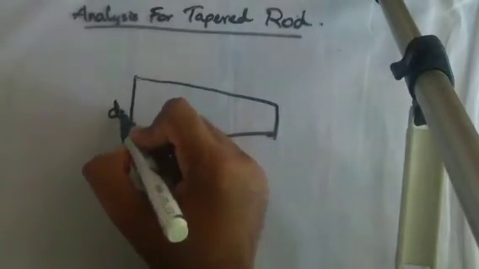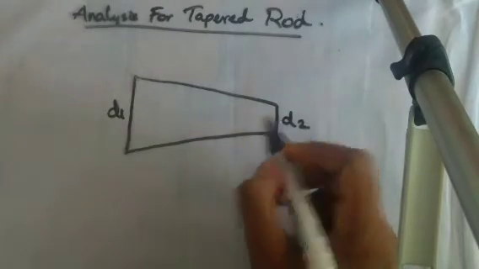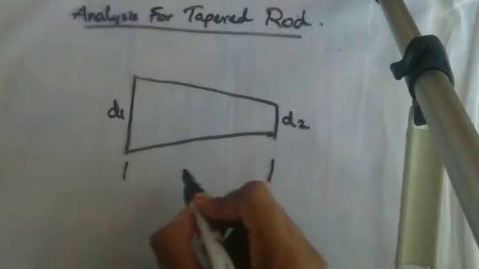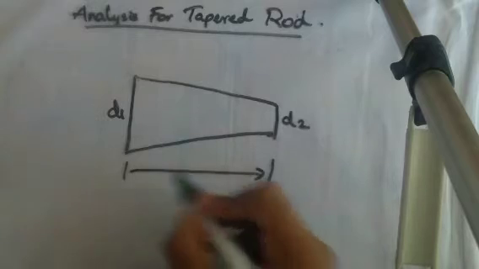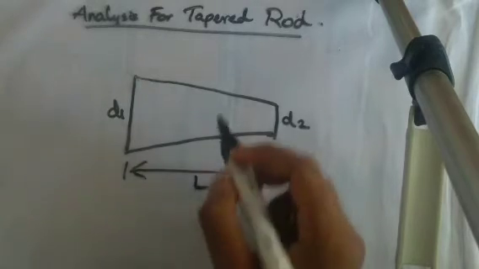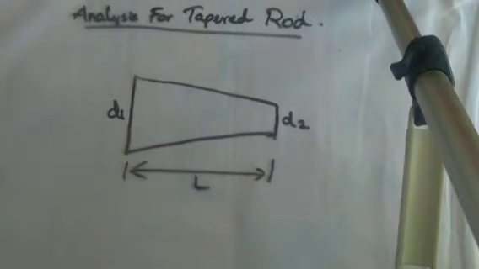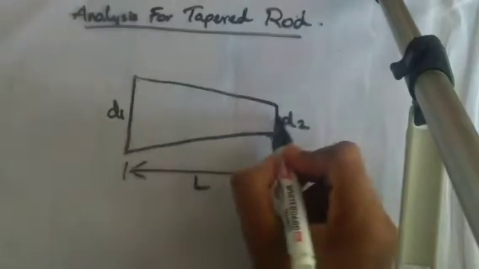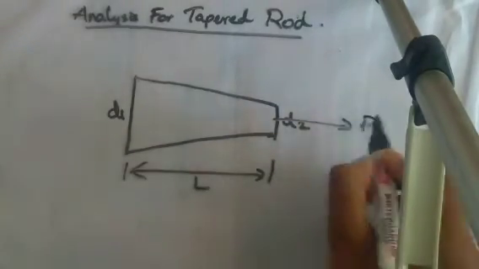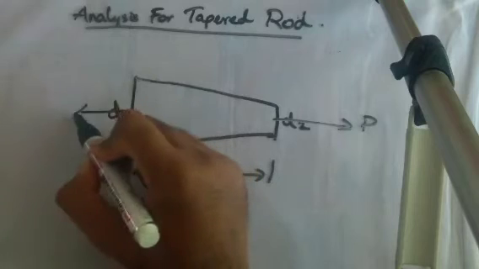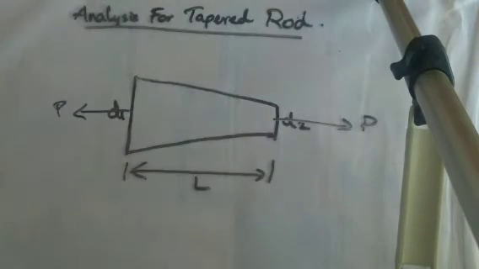Let the diameters be d1 and d2, and the length be L. There is a force P acting, tensile. What happens? There is stress and strain. How to find the stress and strain?